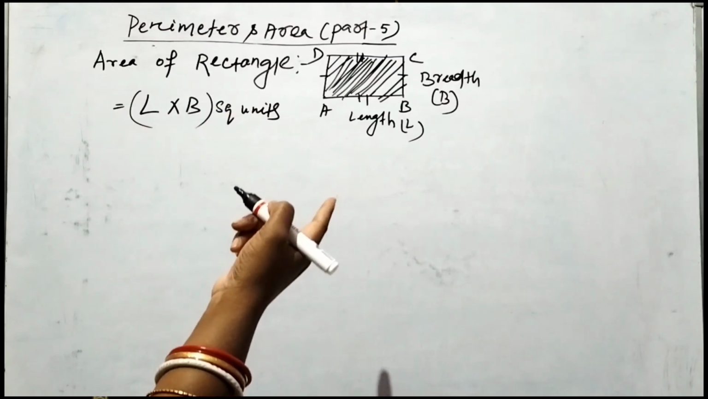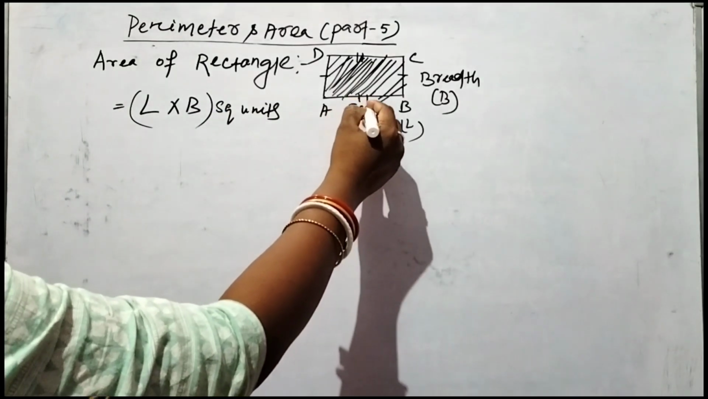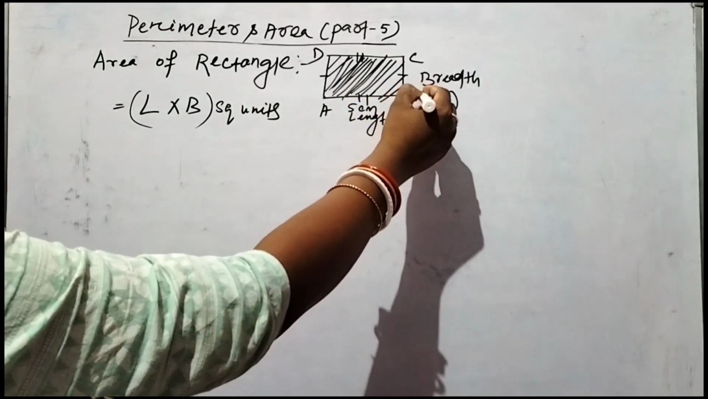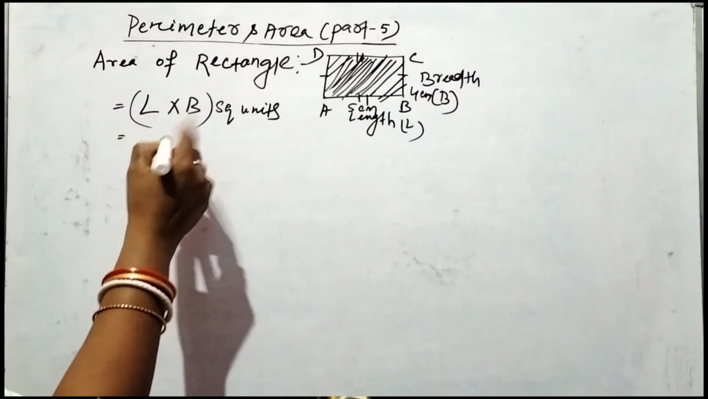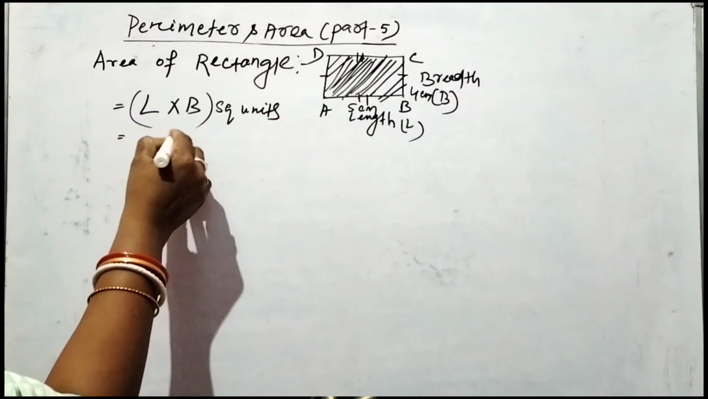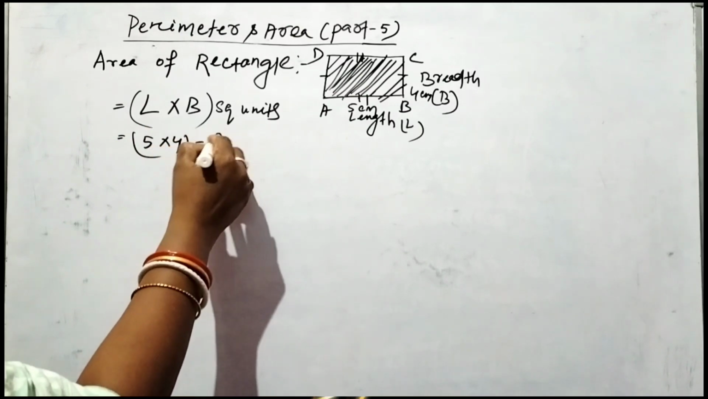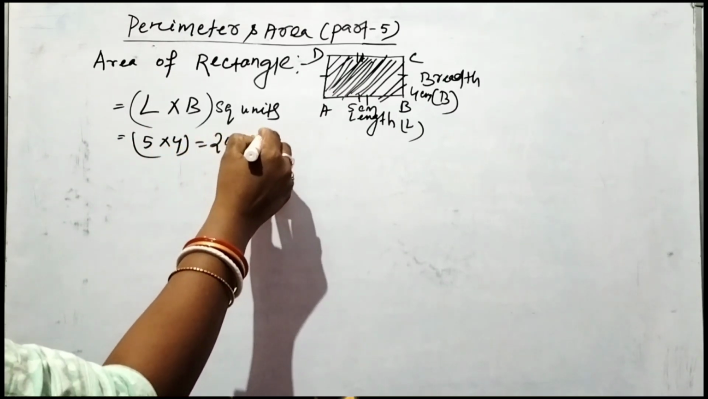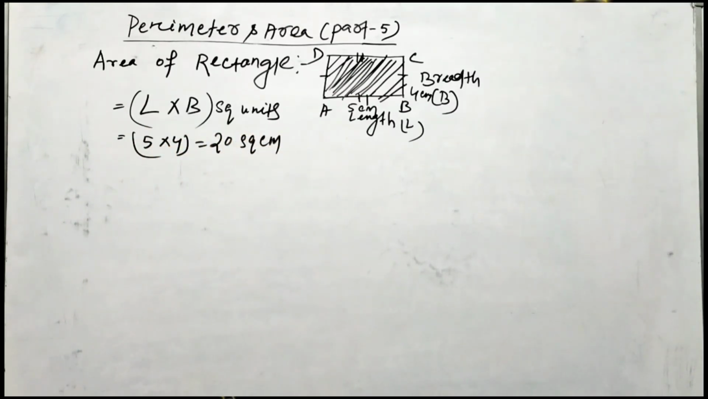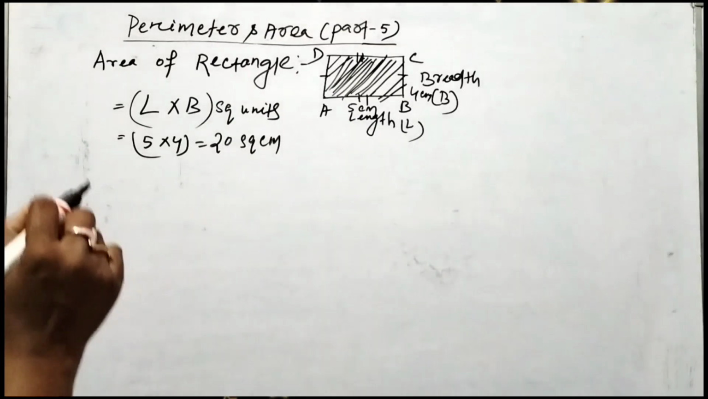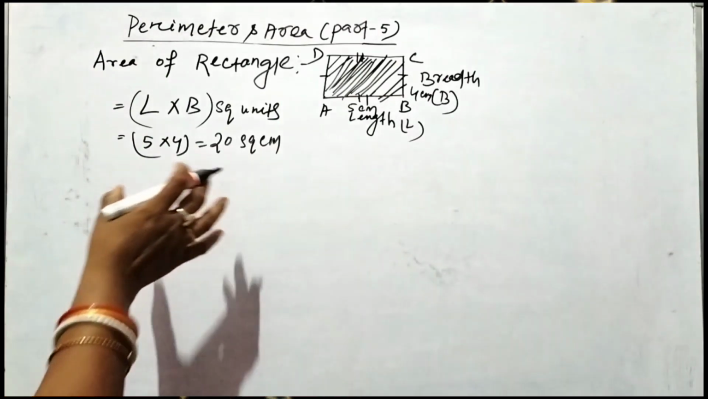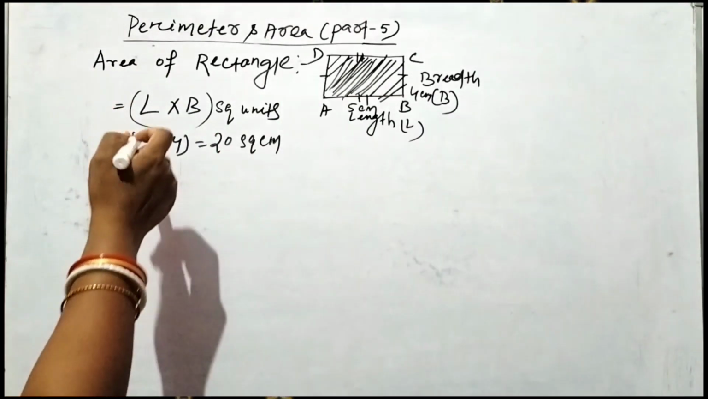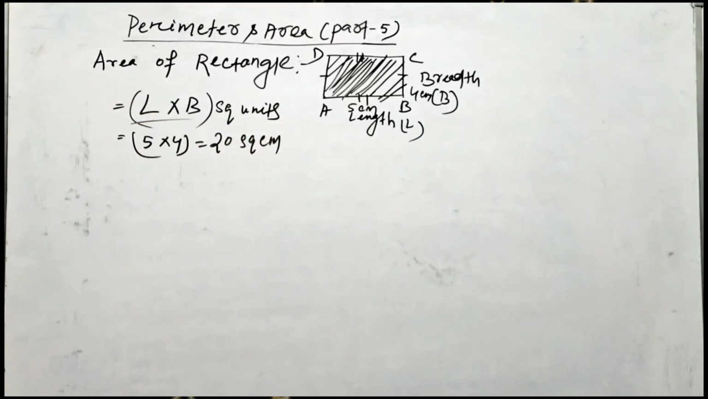If the length is 5 centimeter and the breadth is 4 centimeter, what is the area? That means 5 into 4 is equal to 20 square centimeter. The area of the rectangle is 20 square centimeters. Now that you know how to find the area, you can put the formula, length into breadth, and find the answers.